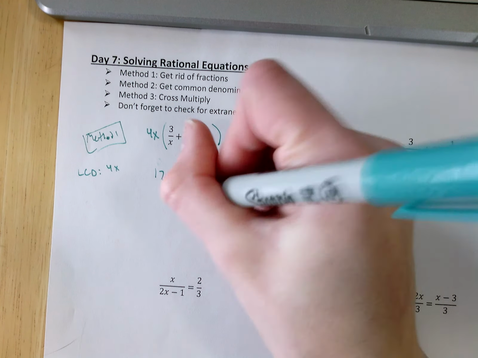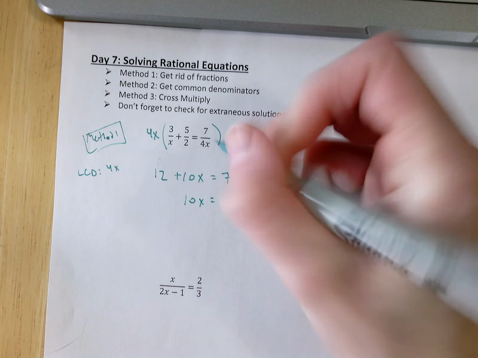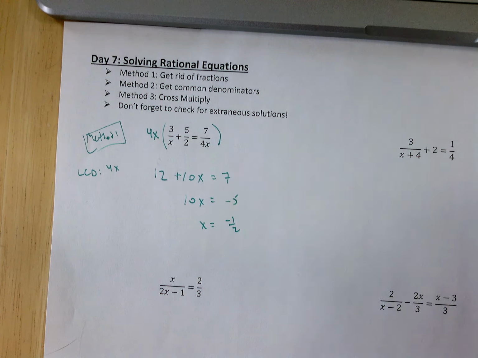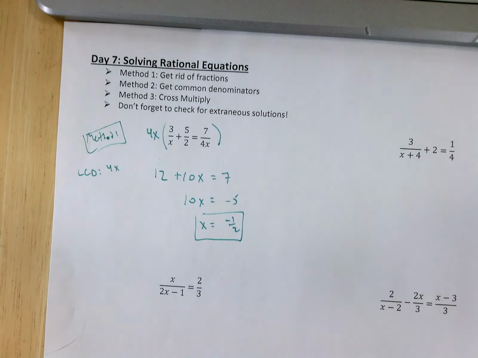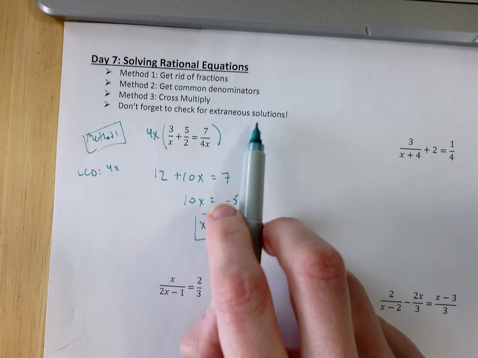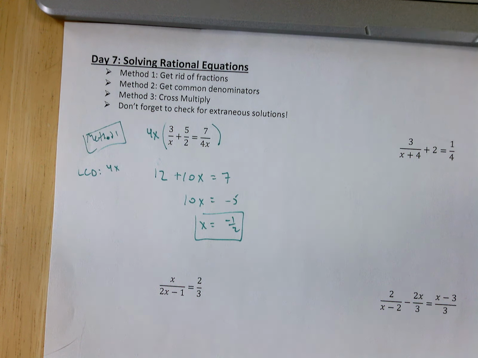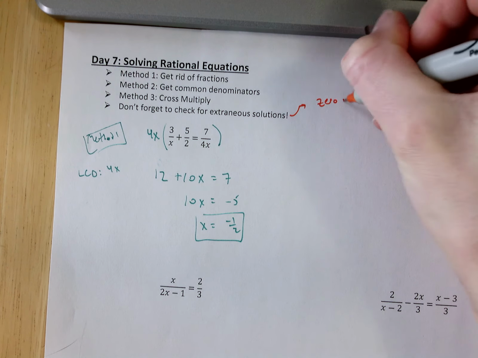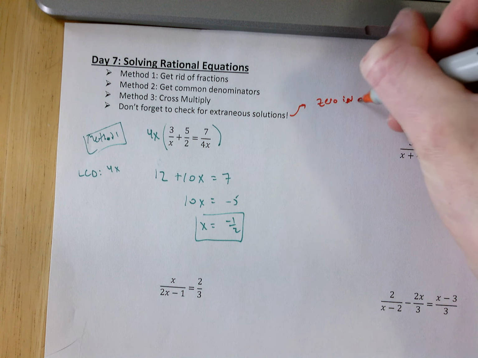All right, and then that leaves us with a really easy equation to solve. Subtract the 12 from both sides, divide, and x equals 1/2. Okay, you do always want to double check for any extraneous solutions. The key thing that you would be looking for in this case that would cause you to have an extraneous solution would be if you have 0 in your denominator.